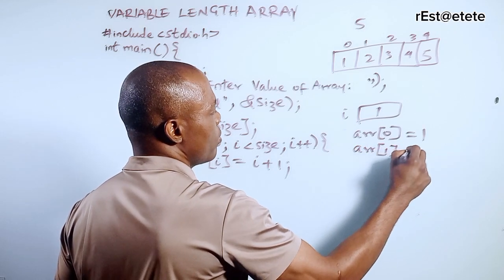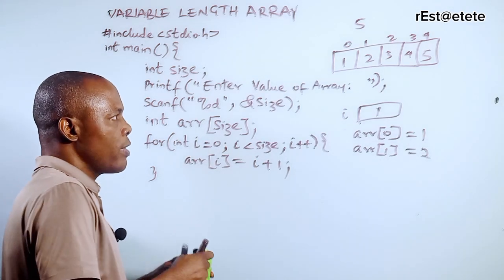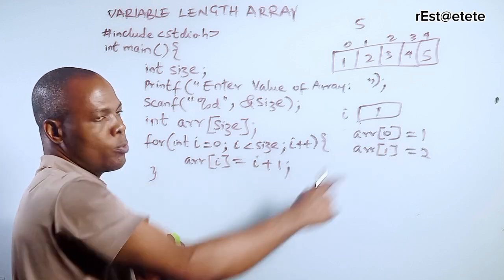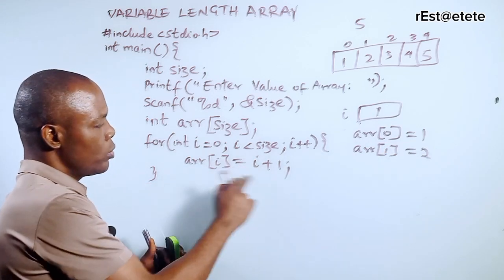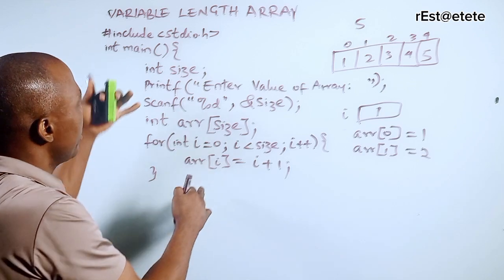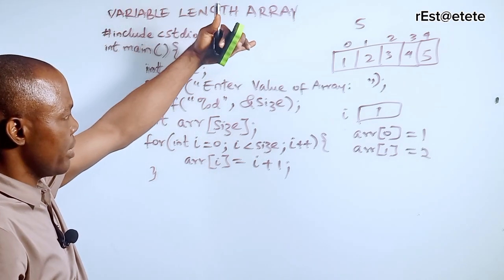AR1 will give you 2. So that is how it's going to populate this. Any size that I pick, it will automatically populate that array using this formula, right? So this is how I have created my variable length array.